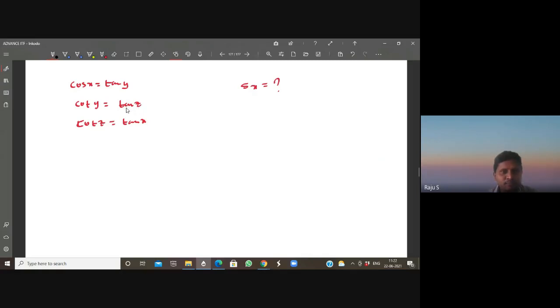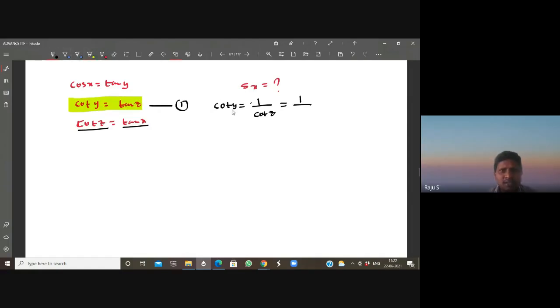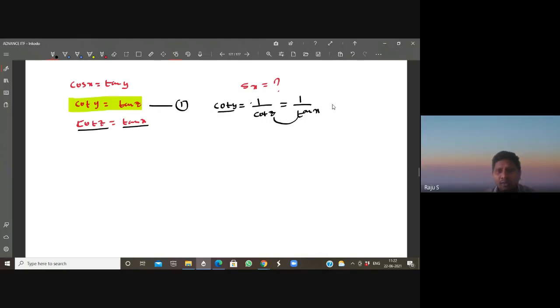See, students, from the second condition, shall I write cot y is equal to tan z as 1 by cot z? What is cot z? I am taking the second condition. Tan z I have written in terms of cot z. What is cot z? Shall I write tan x? Yes, sir. And also cot y, shall I write 1 by tan y?